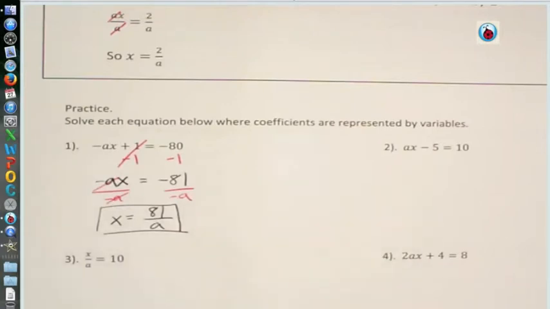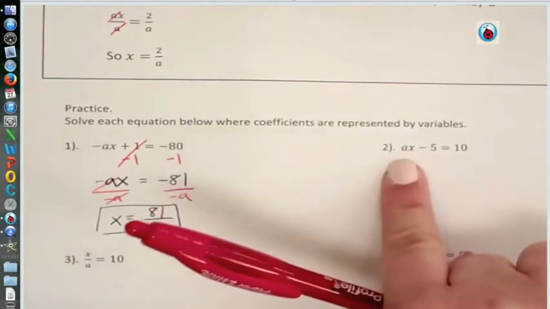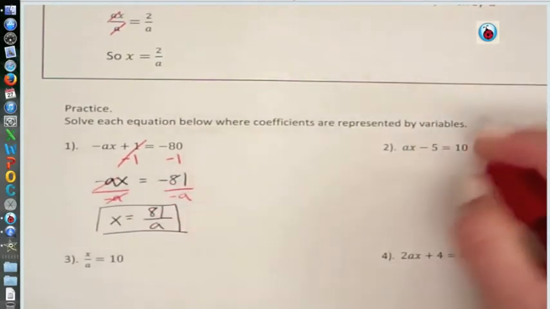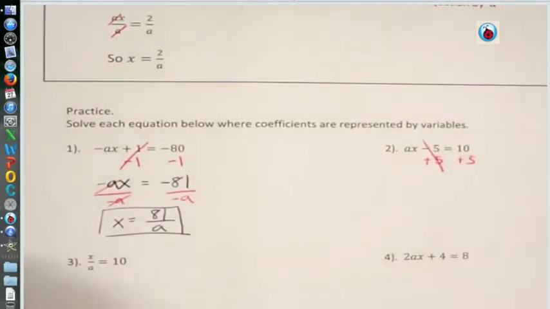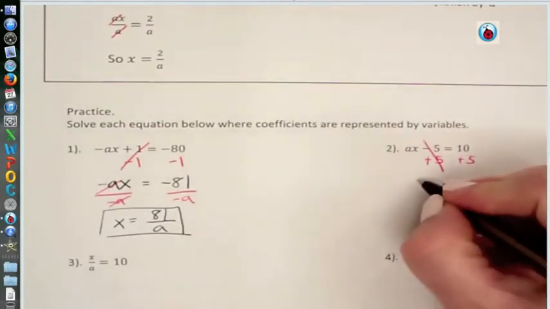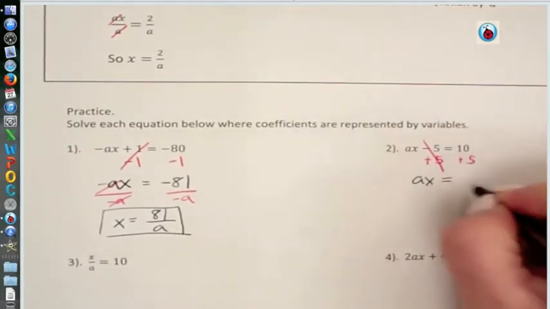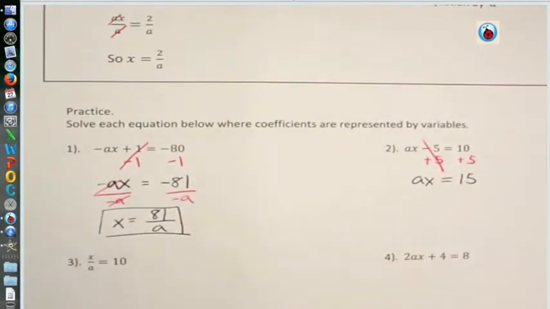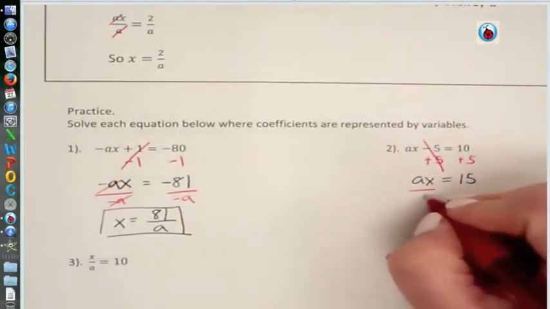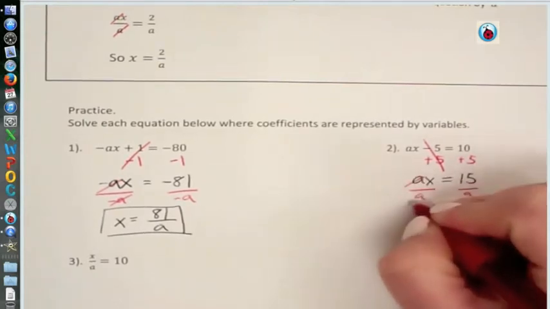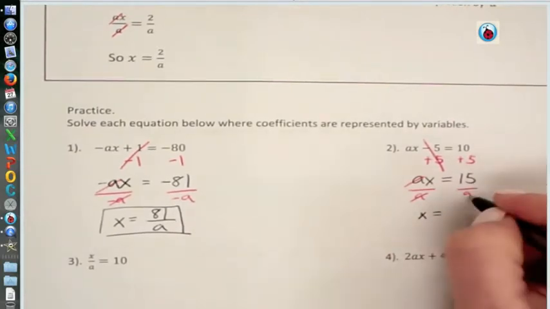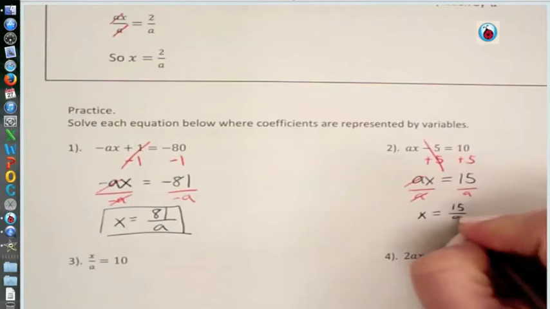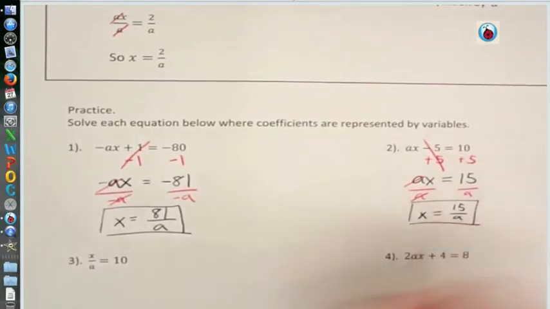Let's try number 2, ax minus 5 equals 10. I want to leave the coefficient as my last step, so I'll deal with the minus 5 first. I'll add 5 to both sides. That cancels the minus 5. I end up with ax equals 10 plus 5, which is 15. And now I'll have to get x by itself by dividing both sides by a. The a's cancel. I end up with x equals 15 divided by a, whatever that is. That's as far as we can simplify.